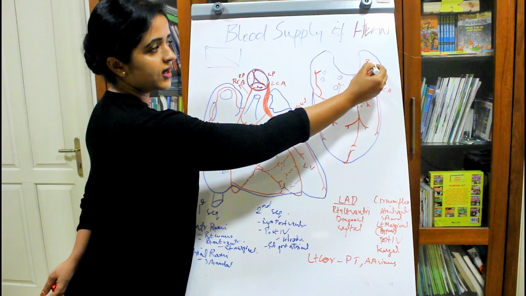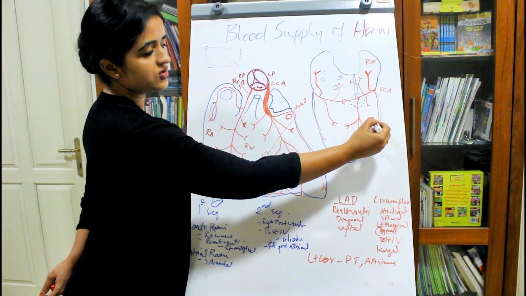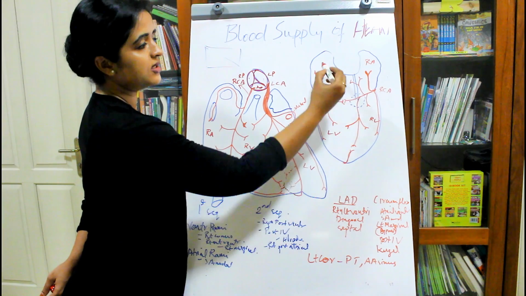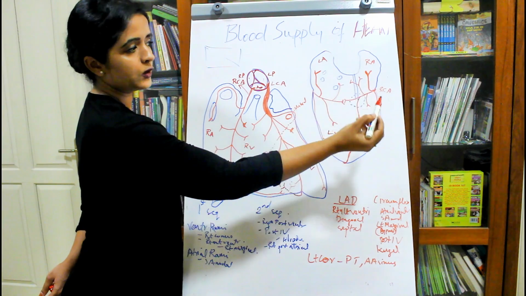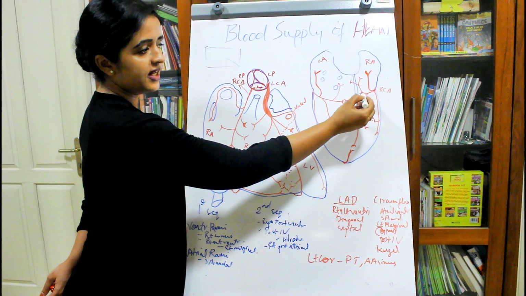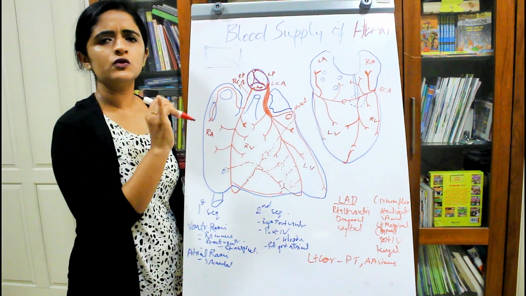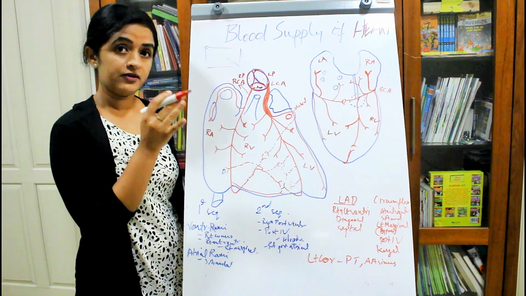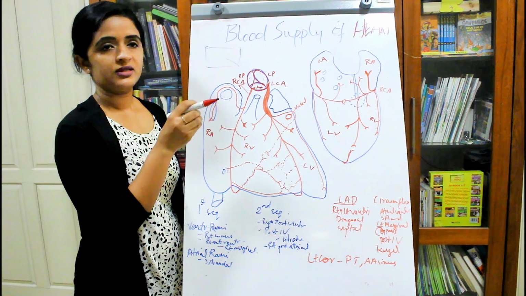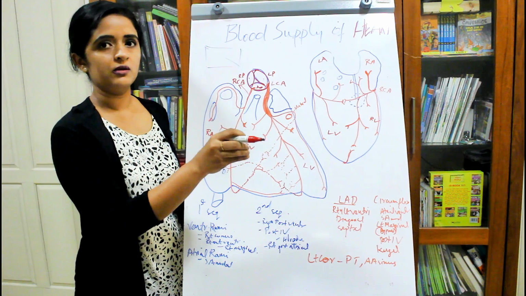This is the right atrium again, this is the right ventricle, this is the left ventricle, and this is the left atrium. It is now lying in the posterior atrioventricular groove. These grooves you have to keep in mind because I have seen many questions asking which is the vessel lying in this groove.